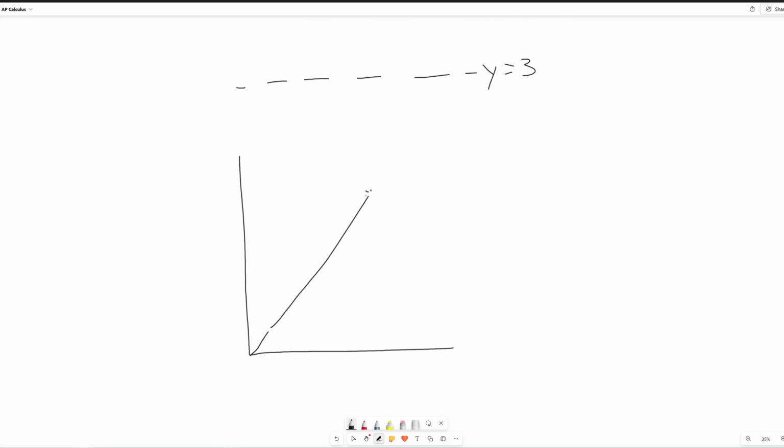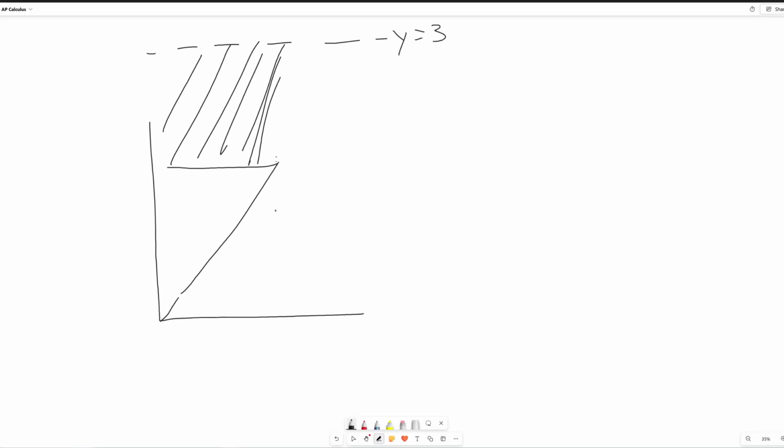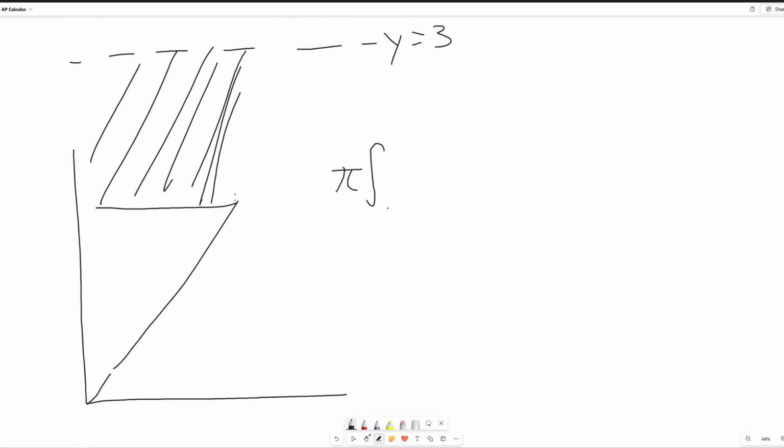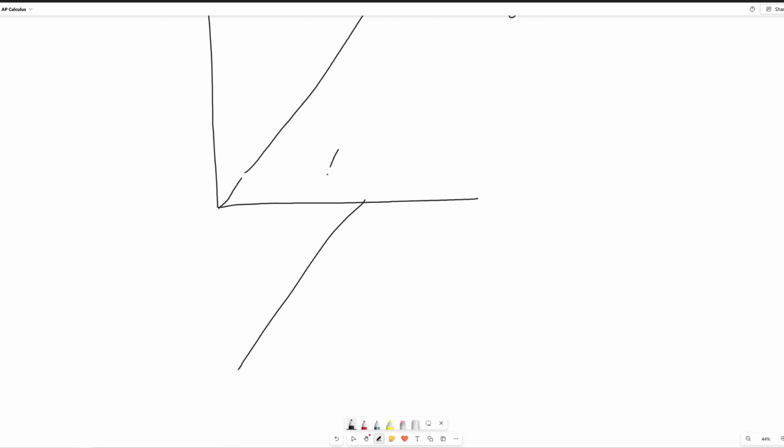Now, if you were to rotate this about here, then you would have so much excess area. So in theory, you could do the washer method over here. So you could have your rotated function and then do the washer method, but that is just going to be more tedious. So we're just going to do pi integral 0 to 3 of x minus 3 squared dx. This is our disk, and we just moved it down 3. So your x is now here, and then now you can do your circles.